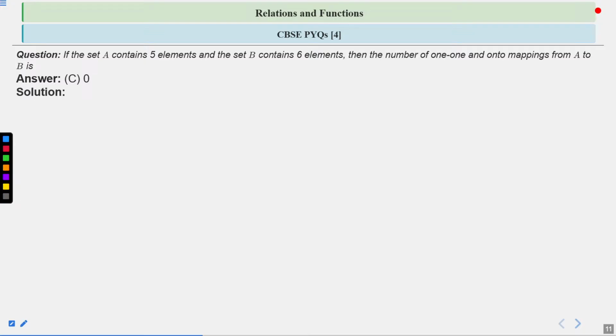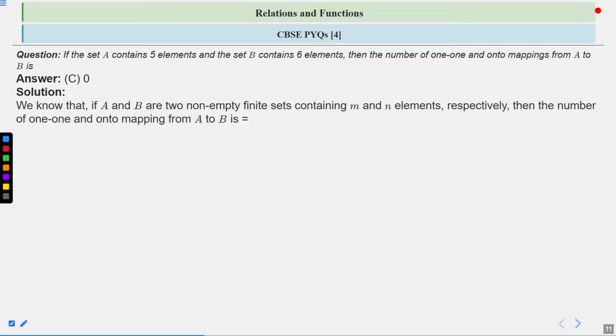So let's move to the solution part. We know that if A and B are two non-empty finite sets containing m and n elements respectively, then the number of 1-1 and onto mappings from A to B, the number of bijective functions from A to B, has a general formula. The number of 1-1 and onto mappings from A to B will be equal to n factorial if m is equal to n. If m is equal to n, then the number of 1-1 and onto functions will be n factorial or m factorial, because m is equal to n. Clear? And it will be equal to 0 if m is not equal to n, right?